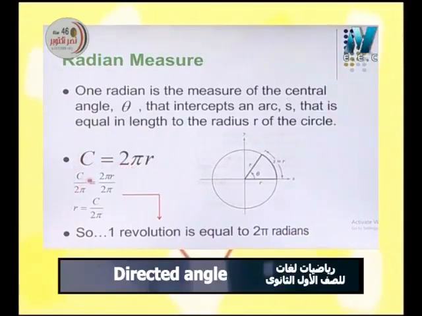Okay, if we divide both sides by 2 pi, which is a complete round, we will find that r equals C over 2 pi. So 1 revolution is equal to 2 pi. Okay, let's explain what the new system of measuring is, which we call radian measure.